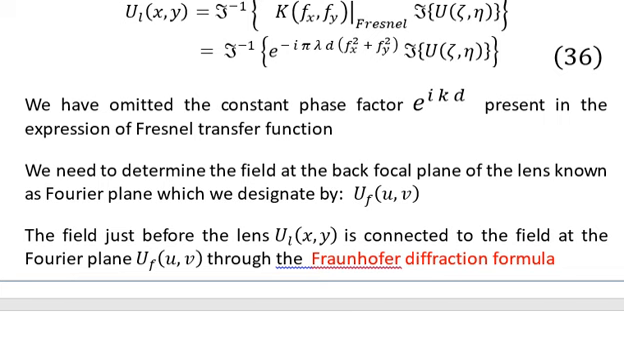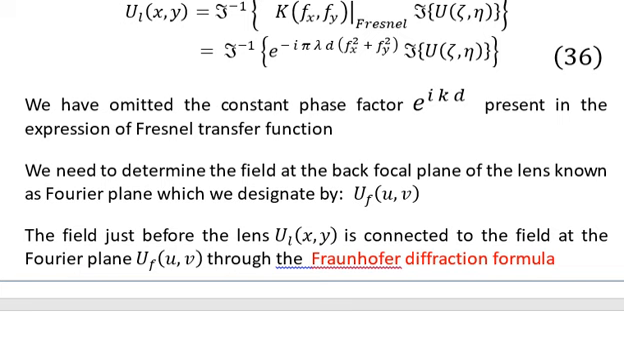We need to determine the field at the back focal plane of the lens, known as the Fourier plane, which we designate as UF of u comma v. So this is the field we have to ultimately determine. The field just before the lens, which is UL of x y, is connected to the field at the Fourier plane, UF of u comma v, through the Fraunhofer diffraction pattern.